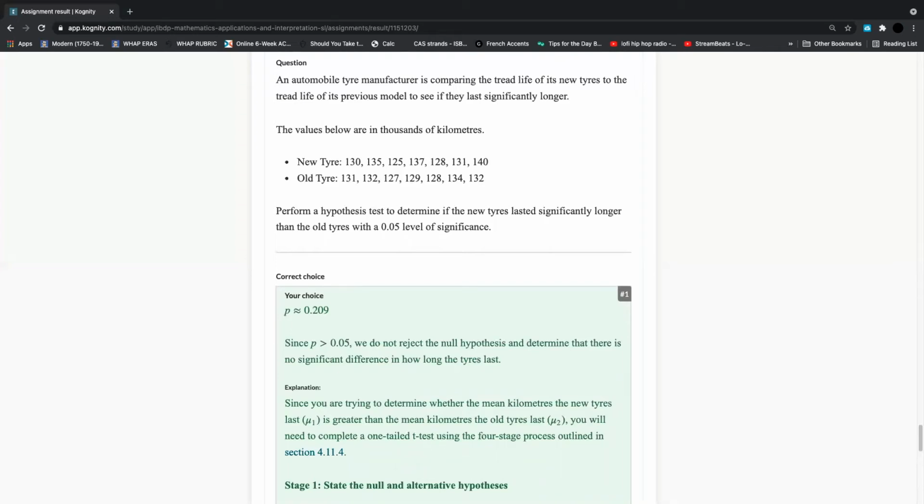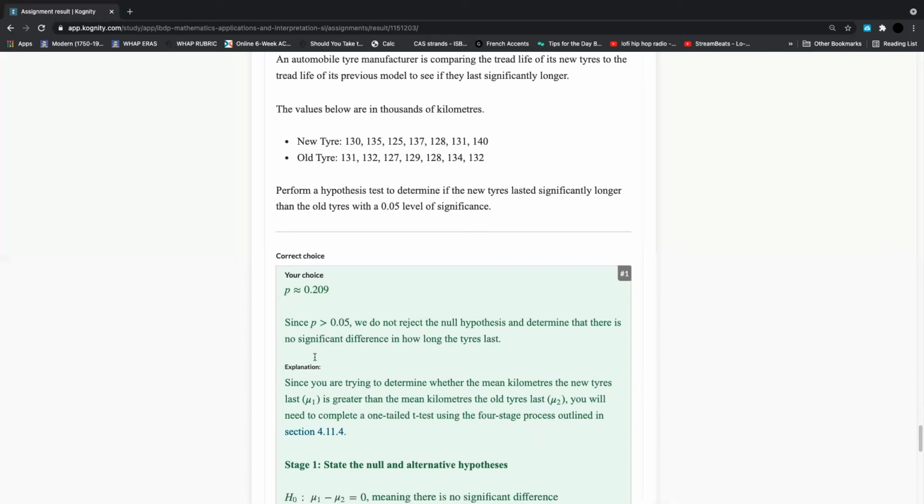Which is this question 20? Yeah, okay. An automobile tire manufacturer is comparing the tread life of its new tires to the tread life of its previous model to see if they last significantly longer. The values below are in thousands of kilometers. New tire, values are shown. Old tire, values are shown. Perform a hypothesis test to determine if the new tires lasted significantly longer than the old tires with a 0.05 or 5% level of significance.